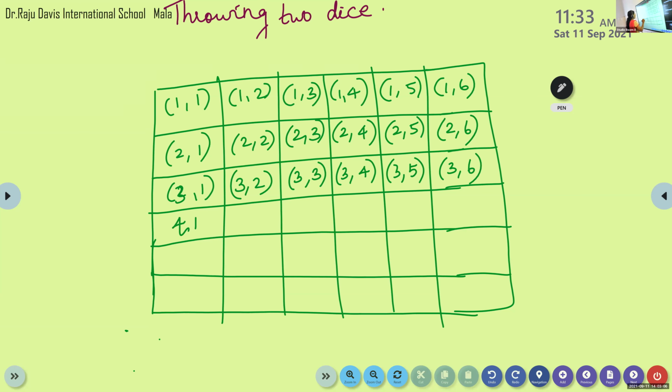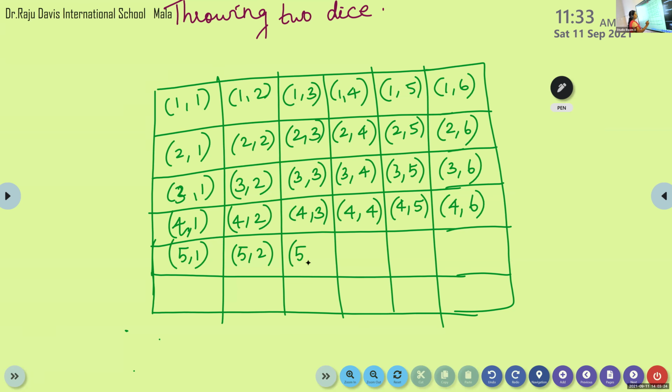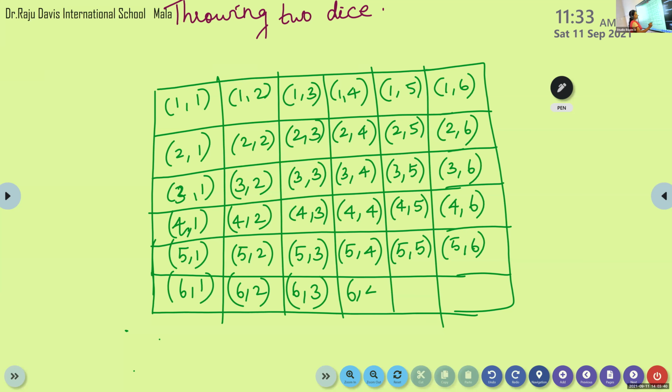4,1; 4,2; 4,3; 4,4; 4,5; 4,6. 5,1; 5,2; 5,3; 5,4; 5,5; 5,6. 6,1; 6,2; 6,3; 6,4; 6,5; 6,6.